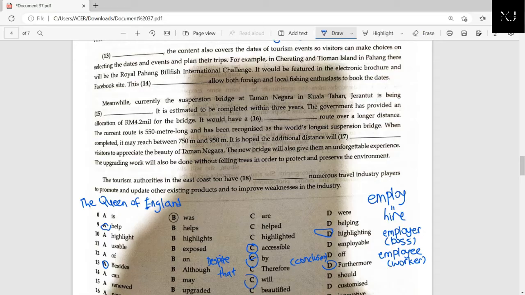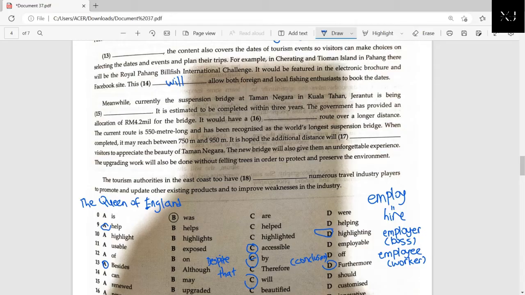Okay, so the answer is this will allow. Because we put the things in the e-brochure already, so it will allow, when future readers are reading it, the foreigners and the locals to book the dates, so that they could join the competition.